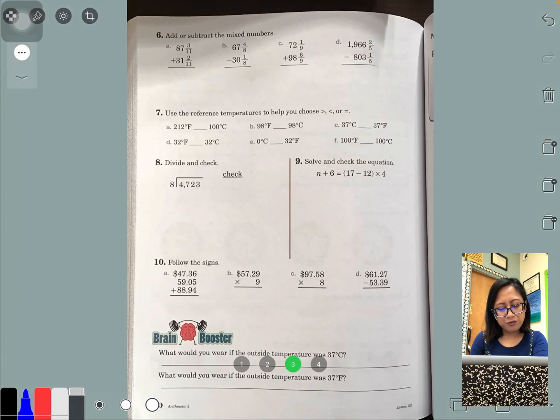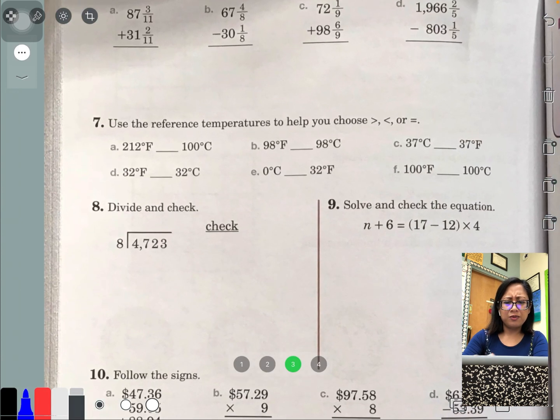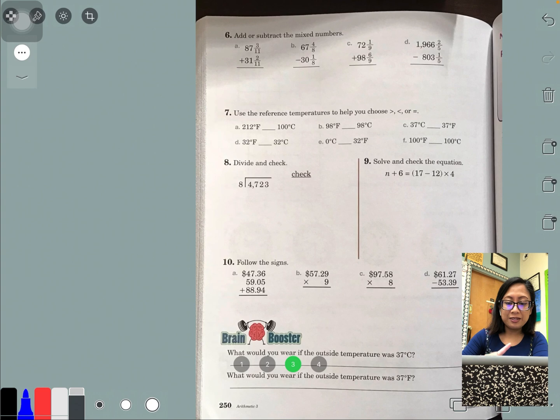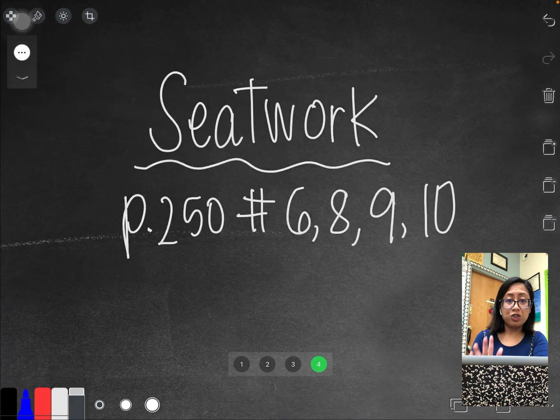Here's page 250. You will do 6, 8, 9, and 10 on your own. We'll do number 7 at our Zoom meeting because I noticed it's been such a long time since we've had to do temperatures. So don't worry about number 7. We might even do 8 and 9 at our Zoom meeting. But if you want to give it a shot, that's cool.